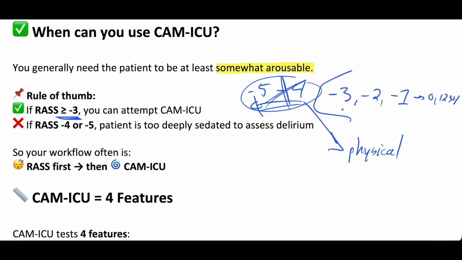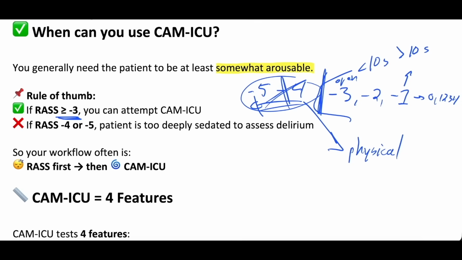not arousable. Whereas RASS of -1 is with verbal stimuli, you make eye contact for 10 seconds or more. RASS of -2 is with verbal stimuli, you make eye contact but for less than 10 seconds. And RASS of -3 is with verbal stimuli, you open your eyes but you don't make eye contact. So we can do the CAM ICU with arousability of -3 or more arousable.